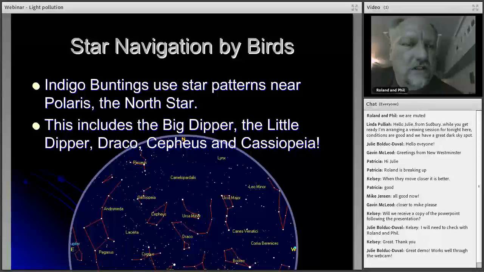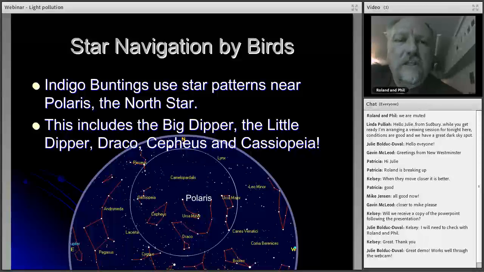So it turns out for these little guys that there's an area around the pole star, Polaris, that they really key in on. And inside of this circle, these little birds apparently learn these constellations or star patterns, maybe not our constellations, let's say star patterns, while they're in the nest, such that they can later on use those stars to figure out which way north is and which way south is.